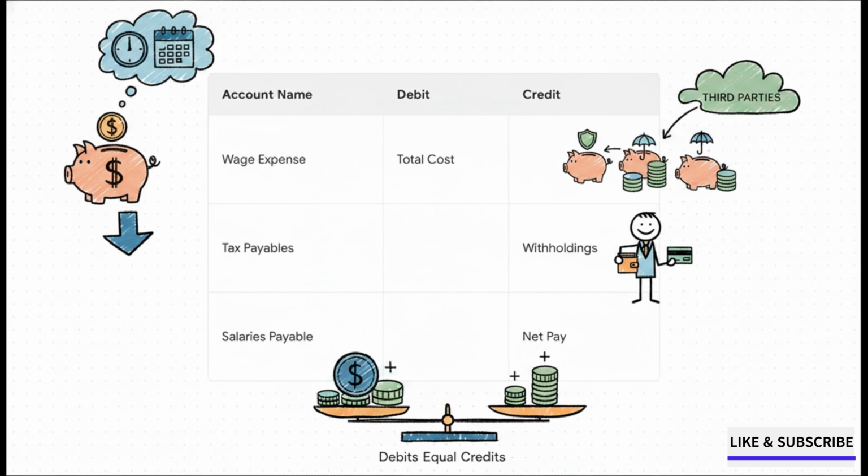So we credit liability payable accounts for the amounts we withheld, things like taxes, employment insurance, maybe pension contributions, simply because we owe those funds to third parties. And finally, we credit a clearing account, typically called salaries payable, for the net pay we actually owe directly to the employees. And just like magic, the debits perfectly equal the credits.